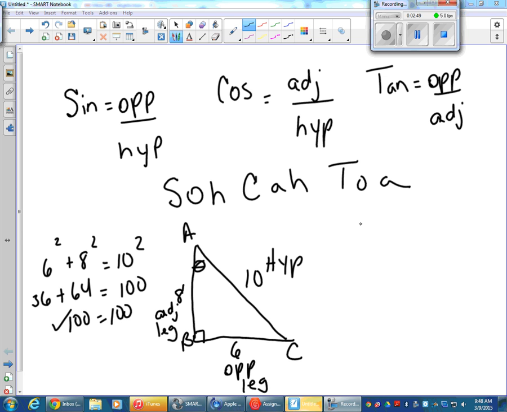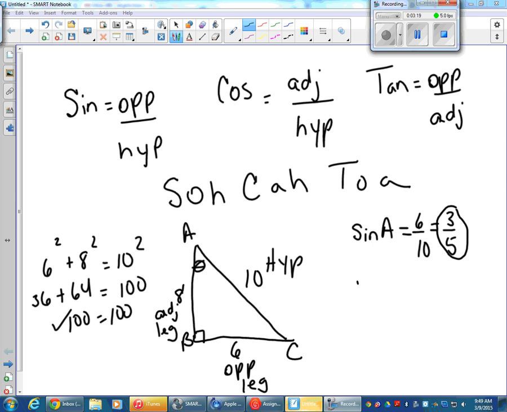So if I wanted to find the sine of A, I would want the ratio that expresses the opposite leg over the hypotenuse. The opposite leg is 6, so that's the top of my ratio. The hypotenuse is 10, so my ratio for the sine of A is 6 over 10. If you can reduce it, you want to do that. So 6/10 can reduce. 2 goes in the top 3 times, and 2 goes in the bottom 5 times. So the sine of A is equal to 3/5.